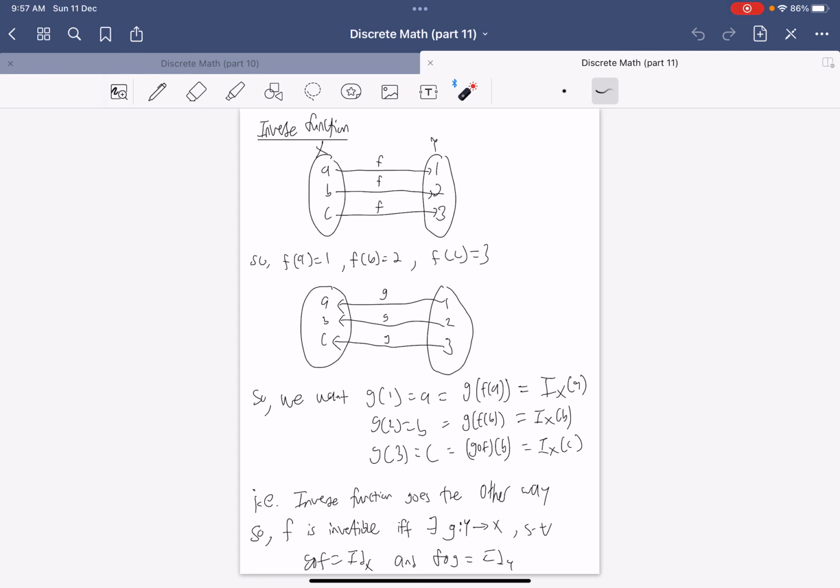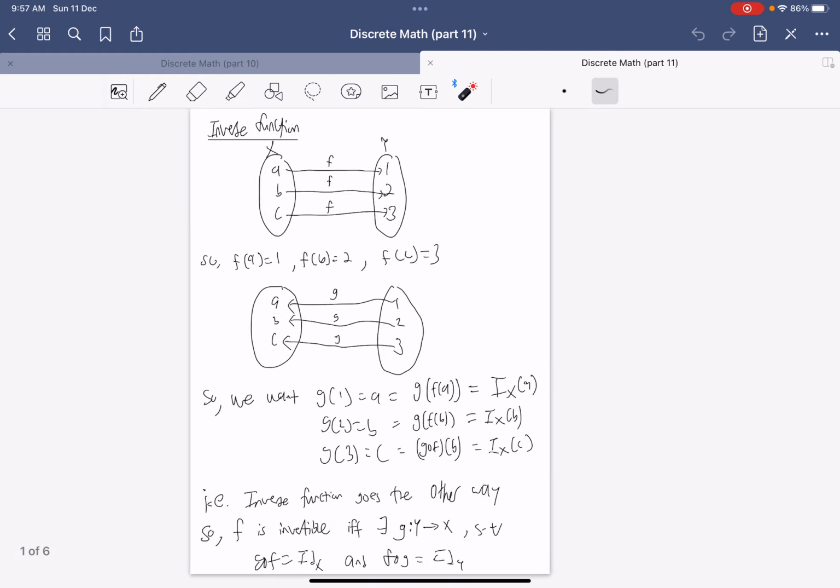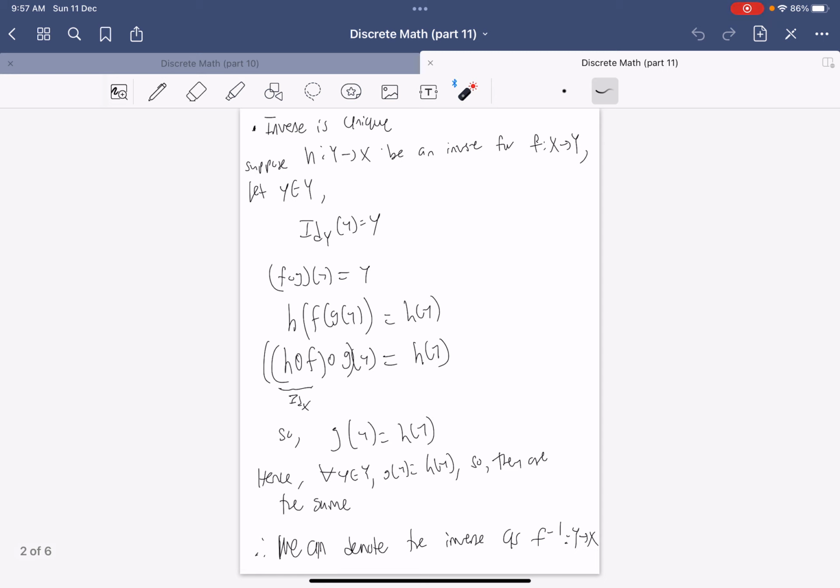And so we want the inverse function to be able to go in the opposite direction of the original map. And hence, we say that F is invertible if and only if there exists another function G such that G circle F is the identity, but it also must have F circle G to be the identity as well. So it needs these two properties to be considered invertible. And we like to note that this inverse is actually unique and we can prove why.